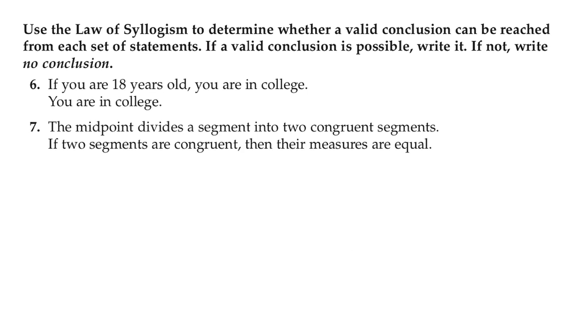Use the law of syllogism to determine whether a valid conclusion can be reached. If not, just write nope. Okay, so if A, okay, so we got this, you're 18 years old, then you're in college, okay, that's your B, and then it says you are in college. Oh, well, that's really close to the law of detachment, right? So if they had told us you are 18 years old, then you would know you were in college. That'd be an example.